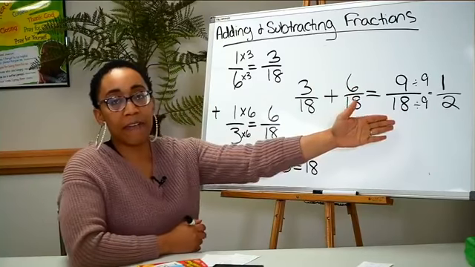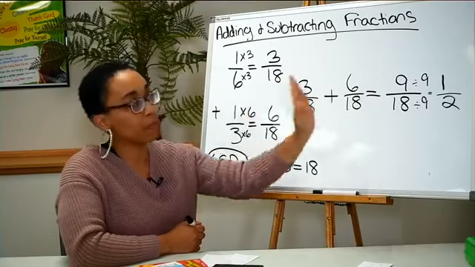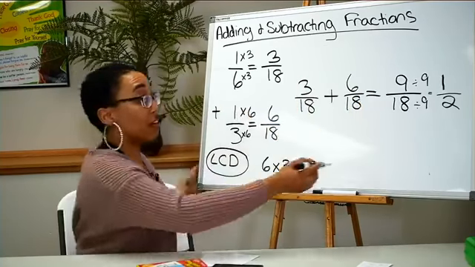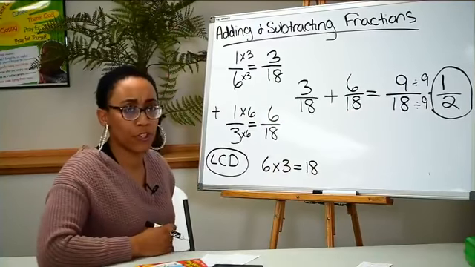So 9 divided by 9 is 1 and 18 divided by 9 is 2. Okay? Can you see that? So we have 1/2 as our last fraction. We can't reduce it anymore. It's a proper fraction, so we're all good. So our answer is 1/2.